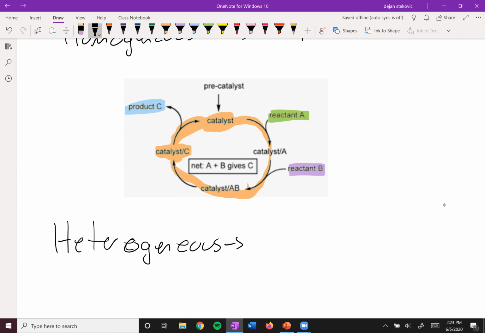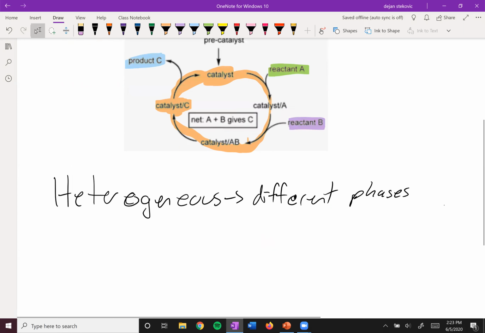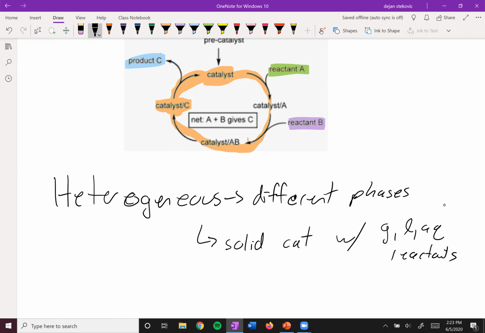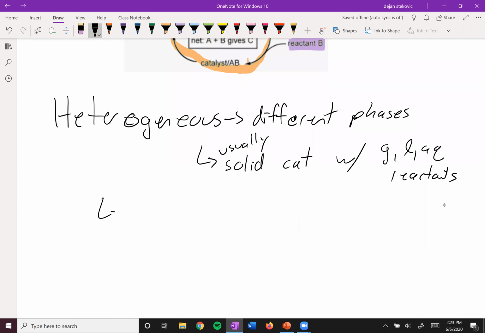So this time it's different phases, right? So they're not in the same phase. And in general, this is usually a solid catalyst interacting with either gas, liquid, or aqueous reactants. So not always, but usually. And so there's a process to this. So it's kind of a 4-step process.